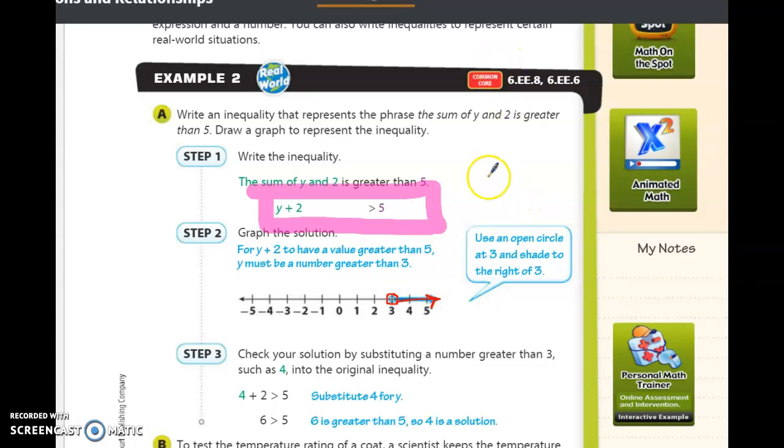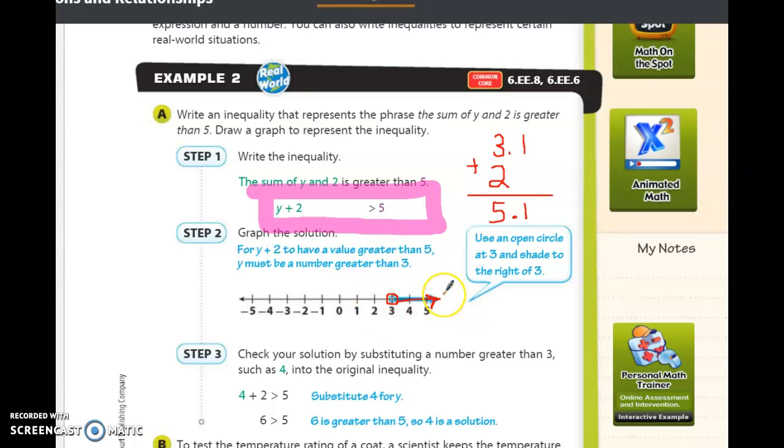Now the reason they did it this way is because it includes any number between 3 and 4. For example, if I said y was 3.1, that means 3.1 plus 2 has to be bigger than 5. Well, if I add that together, I'm going to get 5.1, and that's true. 5.1 is bigger than 5. So it can't include 3, but it can be any number bigger than it.